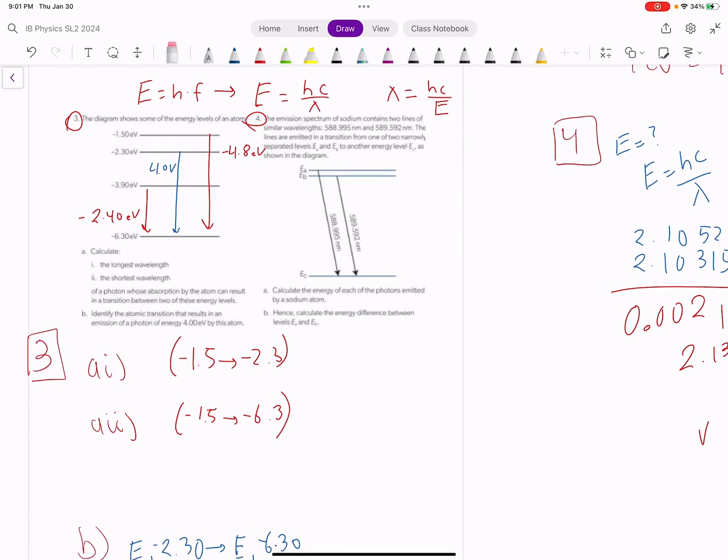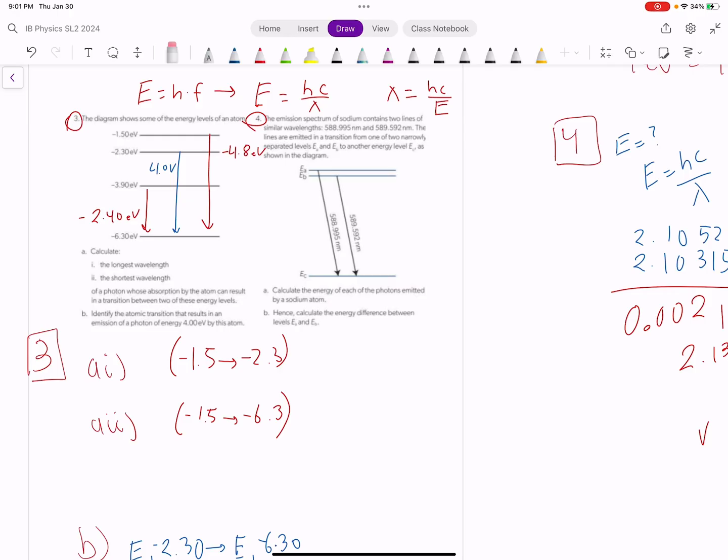Hello students, we're going to review practice problems 3, 4, 5, and 6 from E.1. E.1 is all about structure of the atom, and specifically we're going to start off talking about the energy levels of an atom. Number 3 says the diagram shows some of the energy levels of an atom.